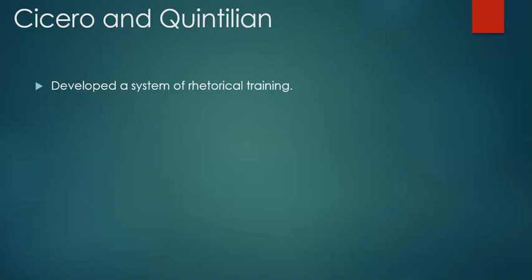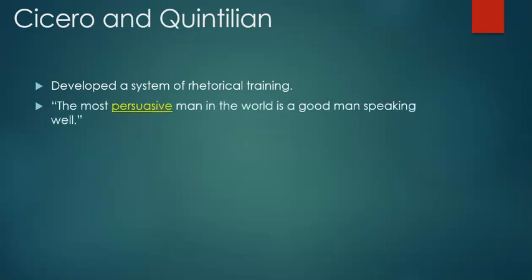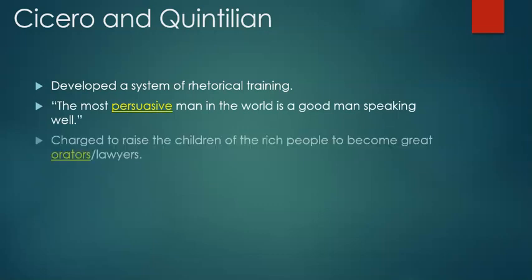So Cicero and Quintilian developed a system of rhetorical training. Quintilian is quoted as saying, "The most persuasive man in the world is a good man speaking well." They were charged to raise the children of rich people in ancient Greece to become great orators or lawyers. This is when they had to defend themselves in front of a court.